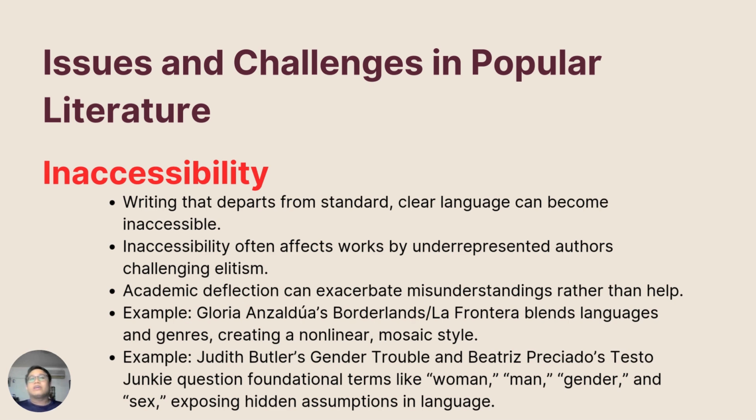So, again, remember popular literature has a narrative that is already common. So they follow that one, and if you use a new format or a new style, readers might be confused. All right. Another example is Judith Butler's Gender Trouble and Beatriz Preciado's Testo Junkie, which question foundational terms like women, men, gender, and sex, exposing hidden assumptions in language.